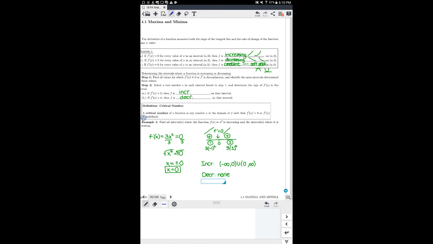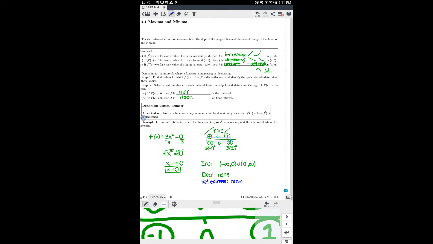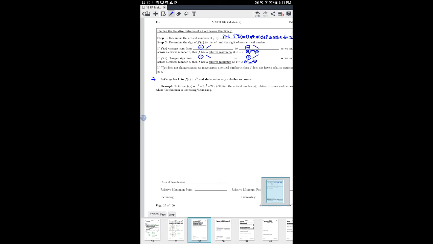And then we want to figure out any relative extrema. Is there a relative max or min based upon our sign chart? Looking at our sign chart, we go from increasing to increasing. And remember, if there's no sign change, there's no extrema. We would need increasing to decreasing to be a max, or decreasing to increasing to be a min. So there is no relative extrema here just because we don't have any sign change. So we can flip back to page 37, and there were no relative extrema there.